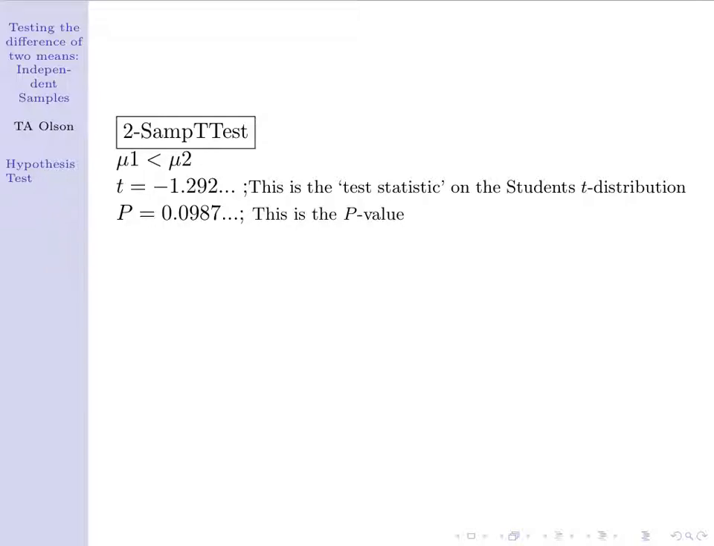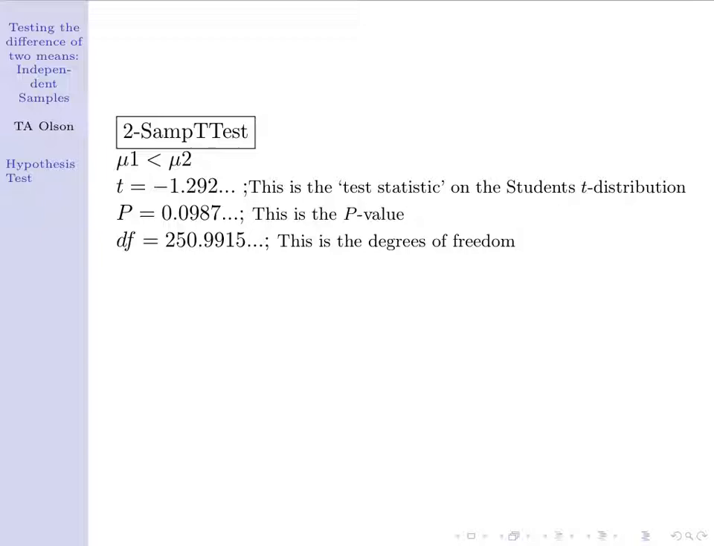Right, that p-value, that area under the curve, this is the thing that we want. This is 0.0987, right? That's our classic p-value. That's the thing we compare against alpha, and our alpha was 0.10. P-value is less than alpha. That'll reject our null hypothesis.